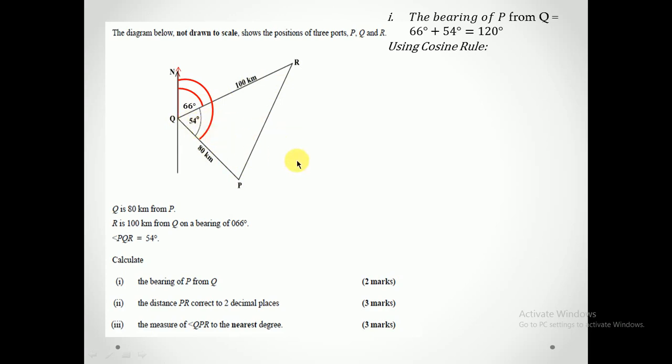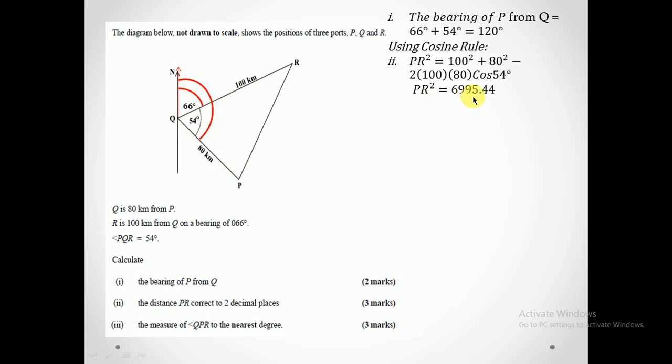Seeing that we don't know a side and its opposite angle, it means that we're going to be using the cosine rule to find the side PR. So using the cosine rule, we know that PR squared is going to be equal to this side squared plus this side squared. So it's 100 squared plus 80 squared minus 2 times 100 times 80 times cos, and the angle between these two sides is 54. Now having plugged that in your calculators, and again please ensure that your calculators are in degree mode.